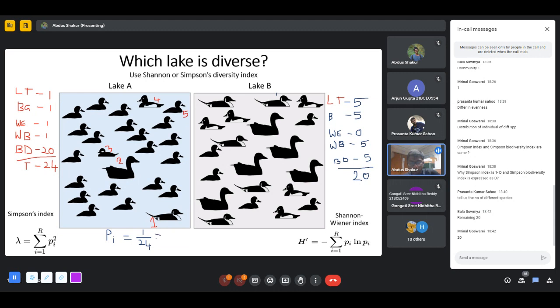So whatever that value is, you will get. Let me just do that quickly. 1 divided by 24. It's 0.04. Okay. So similarly, you can have another column in the notebook you are doing. Write Pi individual of each of the species, and then the other column you can square it, and then add it. So whatever the value you get should be the Simpson index.